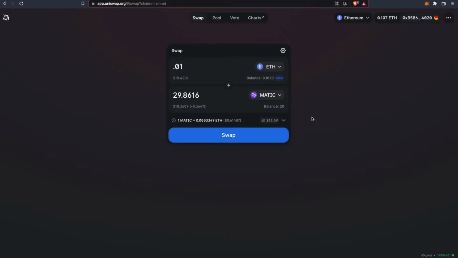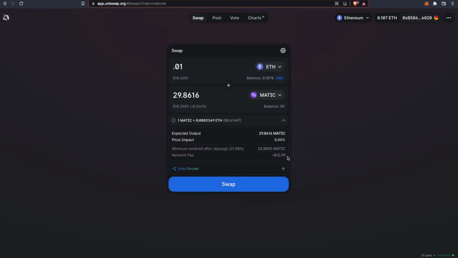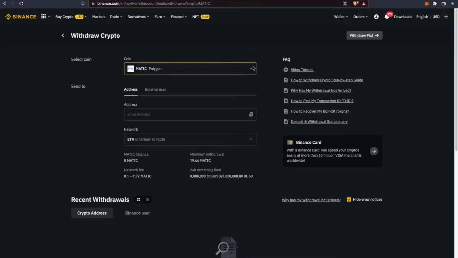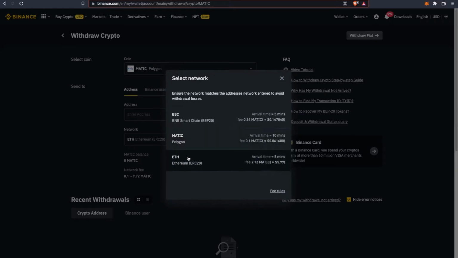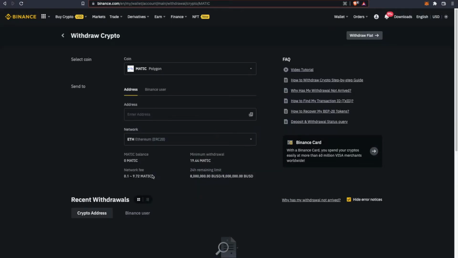Another way would be to use Uniswap and swap your Ethereum for Matic. The fees would be substantially lower if you do this. An alternative would be to use a centralized exchange, and using the Ethereum ERC20 network, you could send your Matic directly to your MetaMask in your Ethereum mainnet.